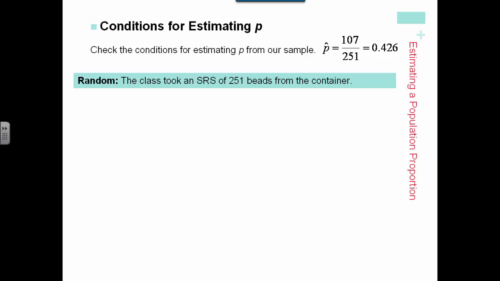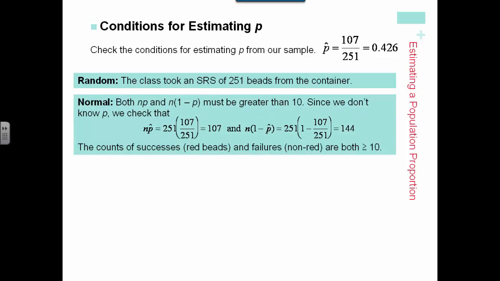Is it random? The class took a simple random sample of 251 beads from the container. Is it normal? Both nP and n times (1 minus P) must be greater than or equal to 10. Since we don't know P, we check that the counts of successes, red beads, and failures are both greater than or equal to 10.